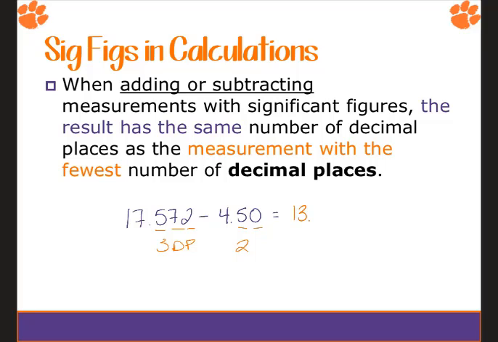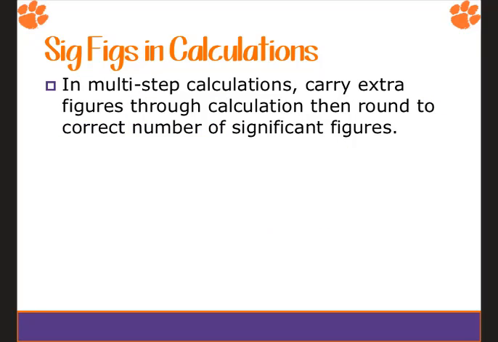So we've got 13.072. And again, we want to round this to 2 decimal places. So we're going to keep the 0 and the 7. The 2 is going to cause that 7 to round down or stay the same. So our answer should be 13.07. When you have multi-step calculations, you want to not round until the very end. You're going to keep track of all your significant figures and then round at the very end.